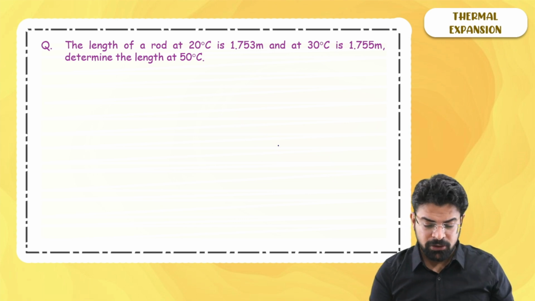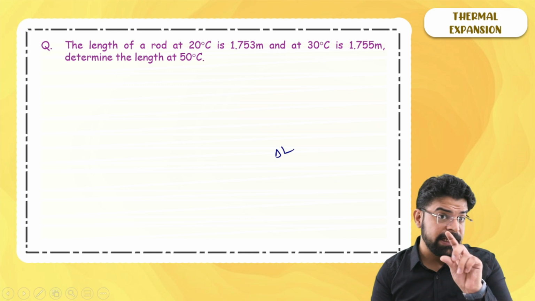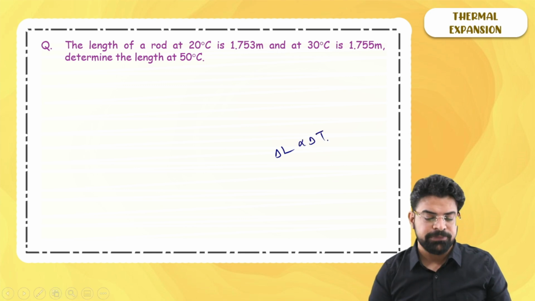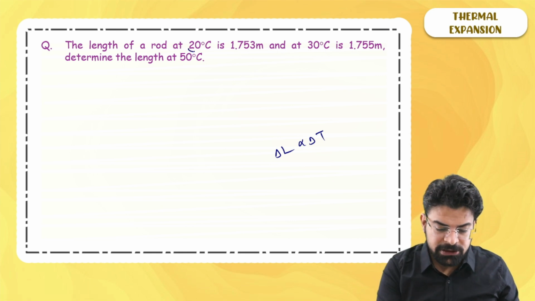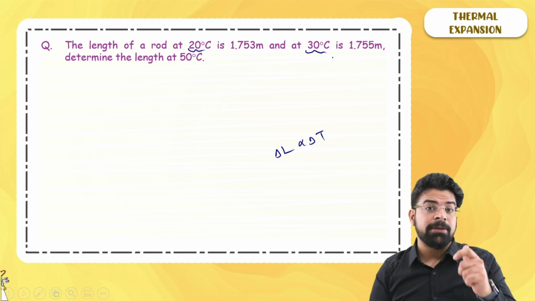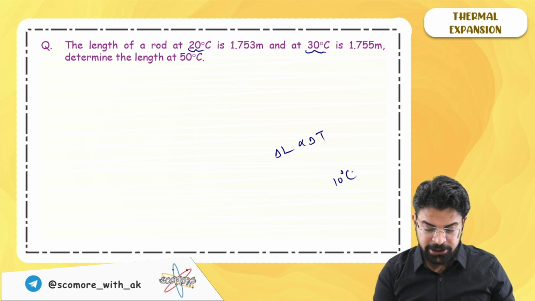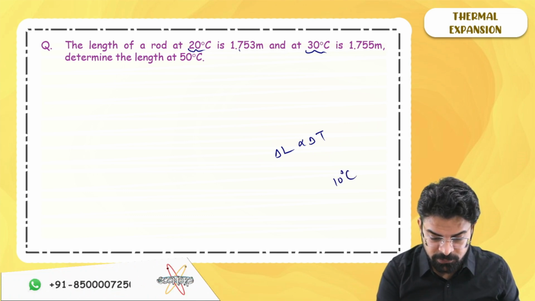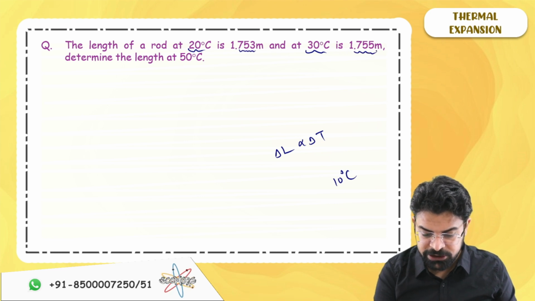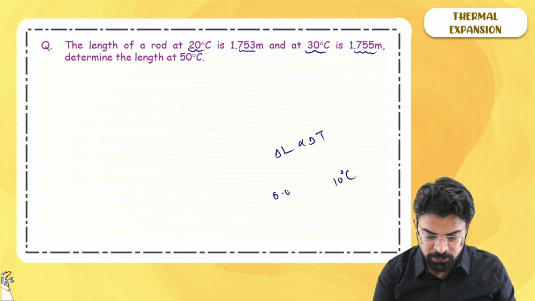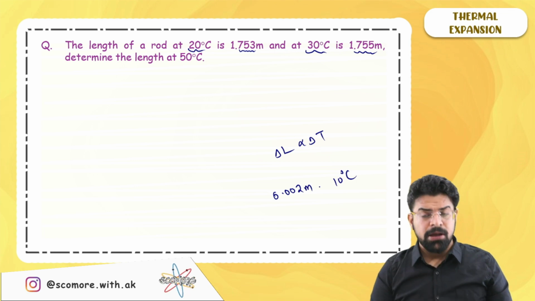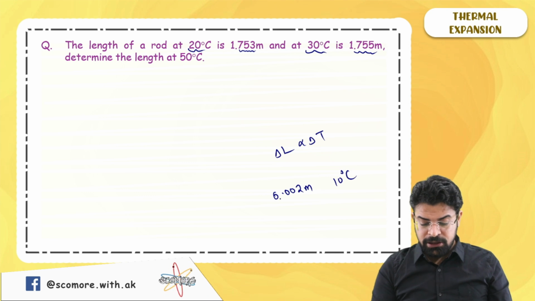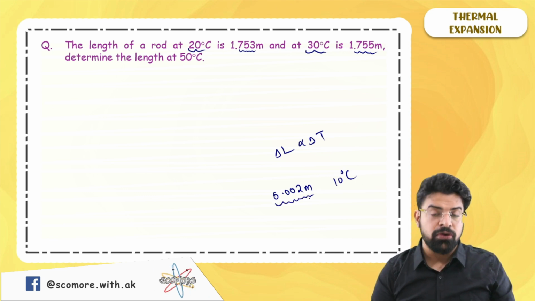Now beta, we know that the change in length, not the length, the change in length is directly proportional to change in temperature. On increasing the temperature from 20 to 30, you are changing temperature by how much? 10 degrees centigrade. And the length is changing by how much? Sir, the length is changing from 1.753 to 1.755. That is, the length changes by 0.002 meter. So for a 10 degree centigrade rise in temperature, the length changes by 0.002 meter.